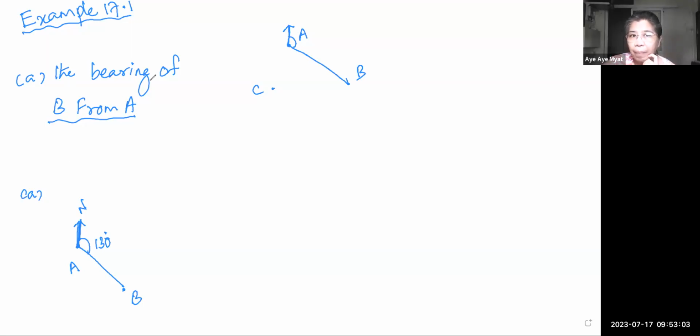The bearing of B from A. Now we are going to look at B and A. Write down the bearing from A to C. From A to C is already on A.